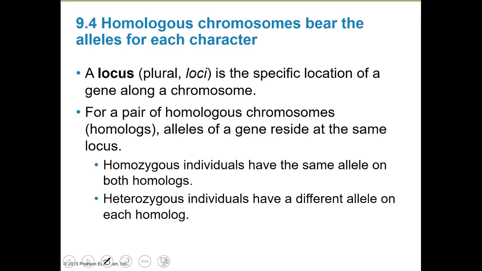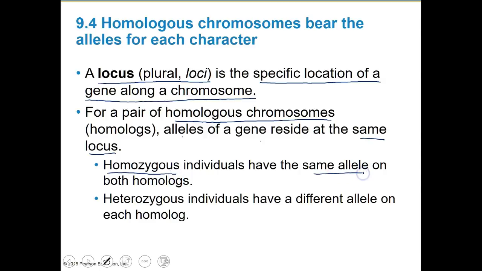So a little tricky on that one, but we'll look at it one more time here. So a locus, good term here, plural is loci. It's the specific location of a gene along the chromosome. So for a pair of homologous chromosomes, like we talked about, alleles of a gene reside on the same locus. So at the same site, the same location, same home. All right. So homozygous individuals will have the same allele on both homologs. Heterozygous will have different alleles on each homolog.